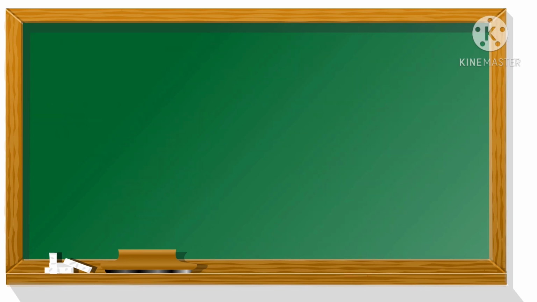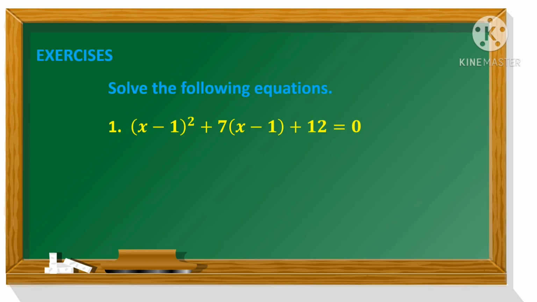Okay? Let us have an exercise. Solve the following equations. 1, you have the square of x minus 1 plus 7 times the quantity of x minus 1 plus 12 equals 0. And the second one is 6 over x plus x minus 3 over 4 equals 2. You have to answer these two questions, and you can write your answer below in the comment section. Then let us find out if you could be able to get the correct answer.